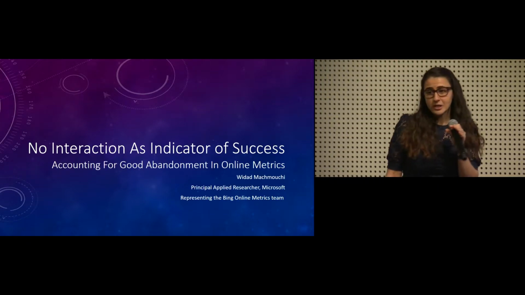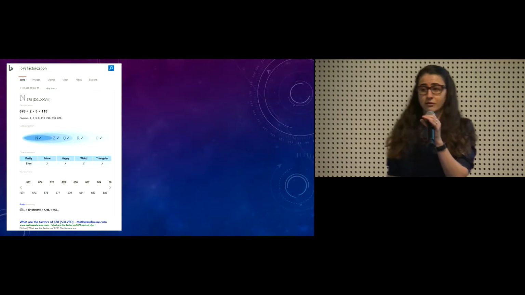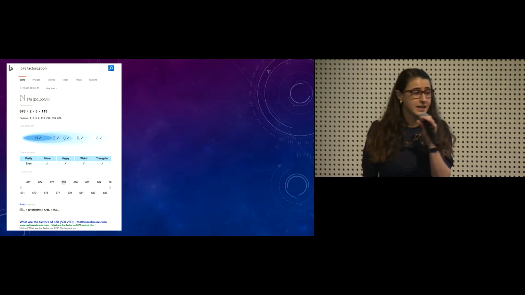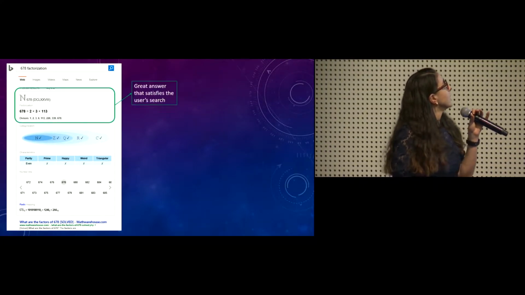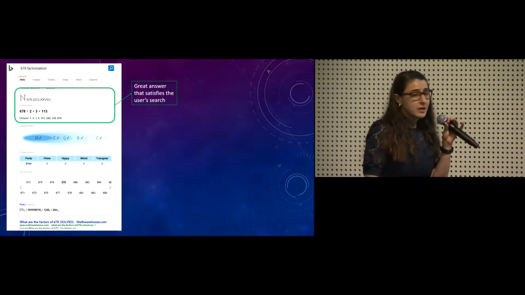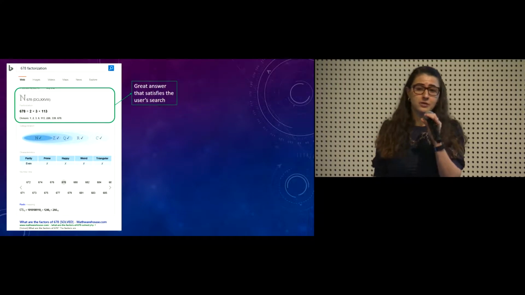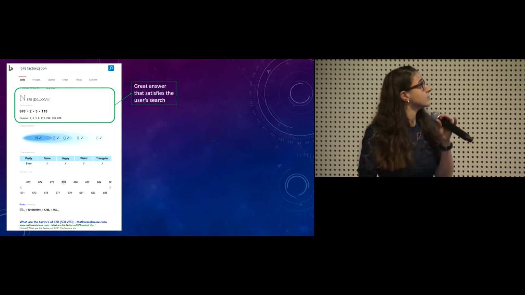So at Bing, we really try to address a user intent directly. In this case, the user is searching for a factorization for 678. And Bing here shows this beautiful answer, right? We showed what the divisors are. We give more information about the number, and the user does not interact with the page. They read what they want, and they just leave or go on to another search.